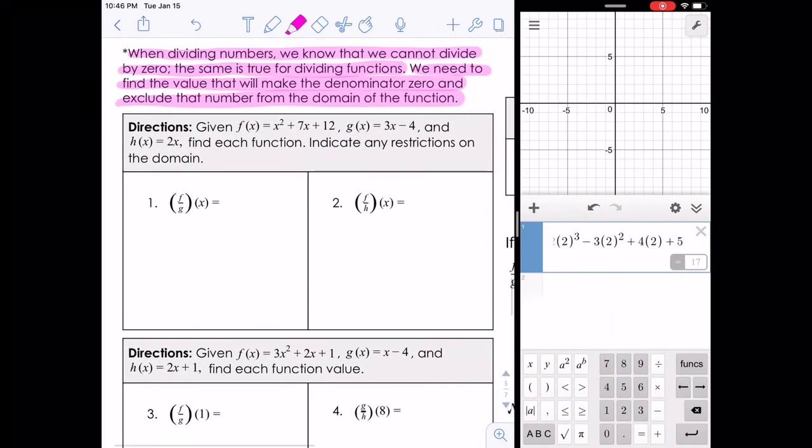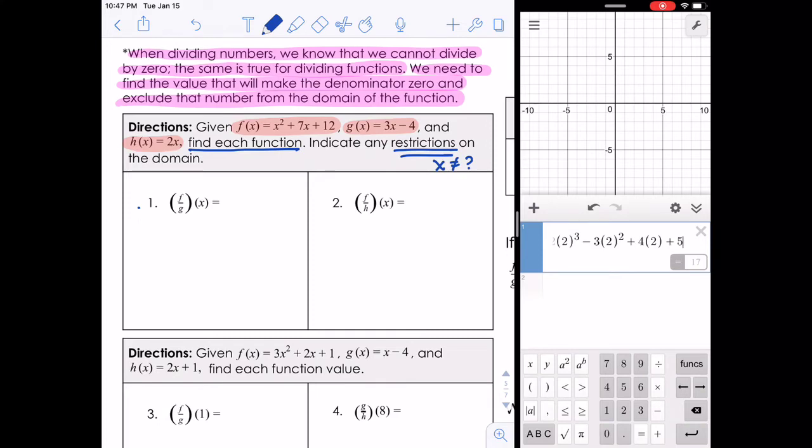So we're going to look here. It tells us the 3 equations. It tells us f of x is this, g of x is this, and h of x is that. And it wants us to find each function. So we're going to do what it tells us to. And then it says indicate any restrictions, right, on the domain. That's where x is not allowed to be equal to. And we have to tell it what x is not allowed.